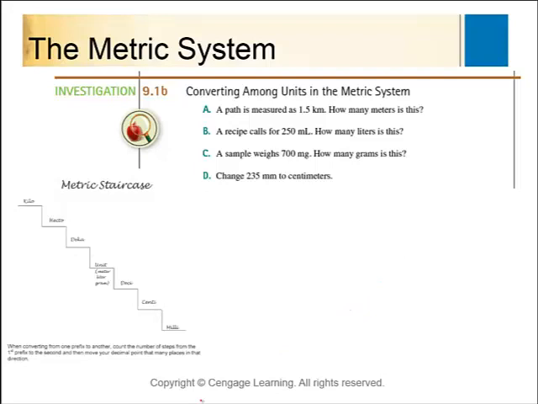When I work with the metric system, my favorite is to use the metric staircase because that tells me how to move my decimal point. So a path is measured 1.5 kilometers. How many meters is this? If you go up the stairs, you move your decimal point to the left. If you go down the stairs, you're going to move your decimal to the right.